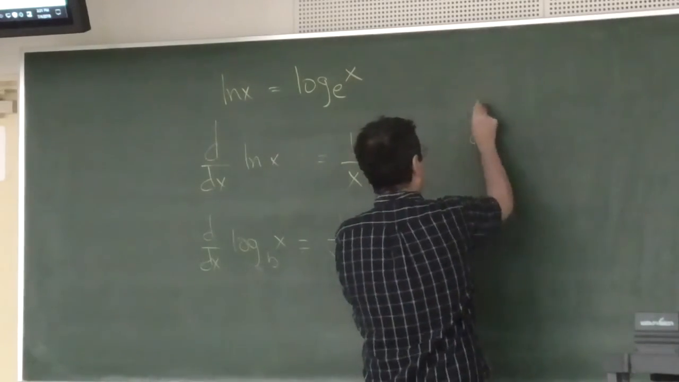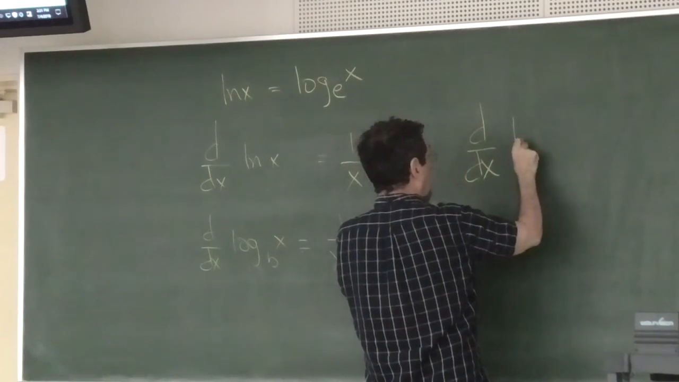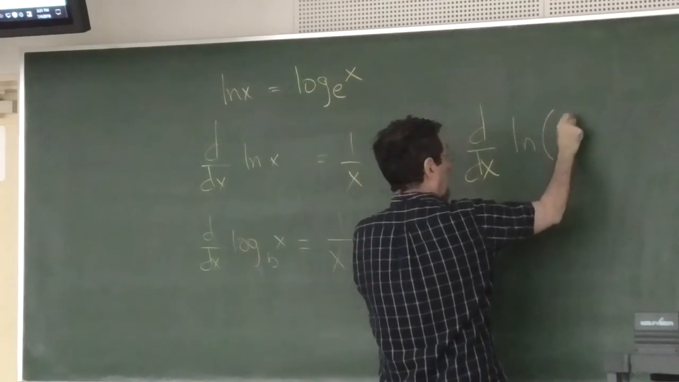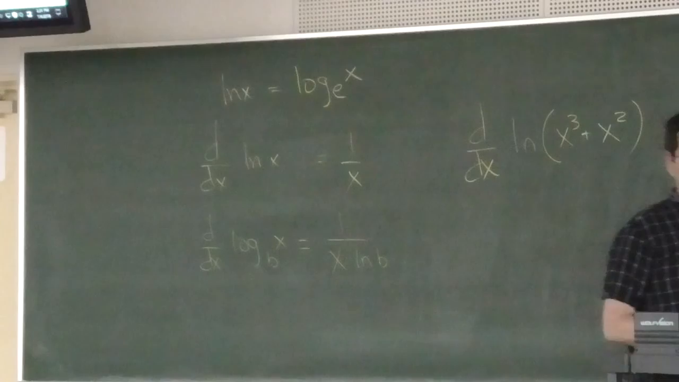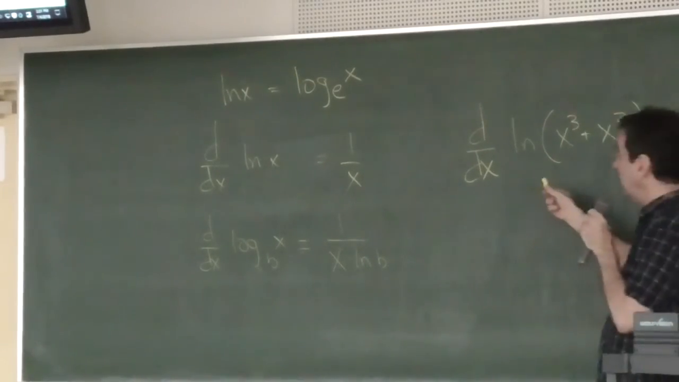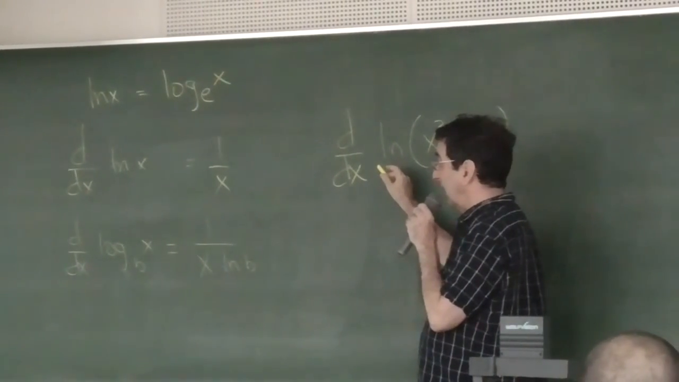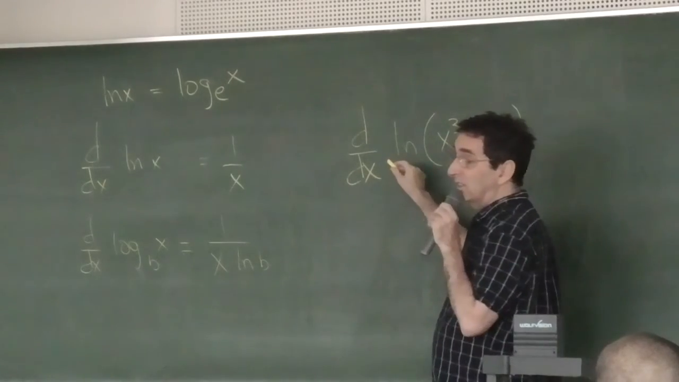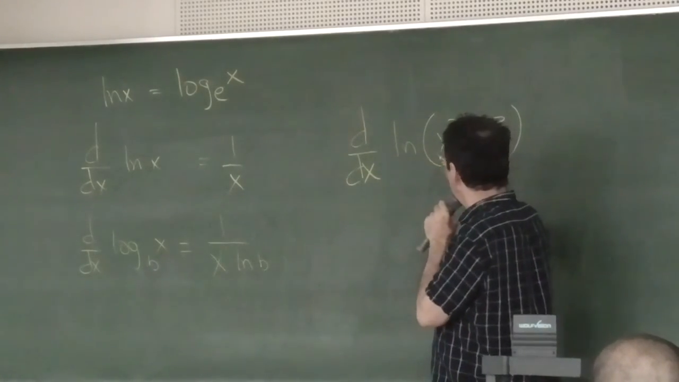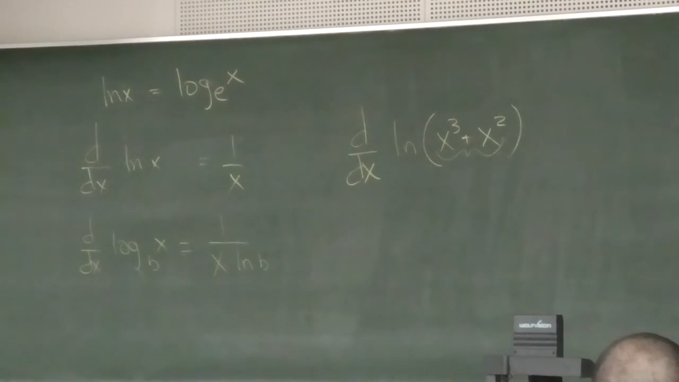And then we did more complicated problems where we needed the chain rule. So we said, for example, what's the derivative of ln of x cubed plus x squared? And there you have to use the chain rule. And whenever you use the chain rule, you have to be able to talk about the outside function and the inside function. So here, the outside function is the ln, and the inside function is here. Okay, so we can do the derivative of that. Okay, so we did that last time.